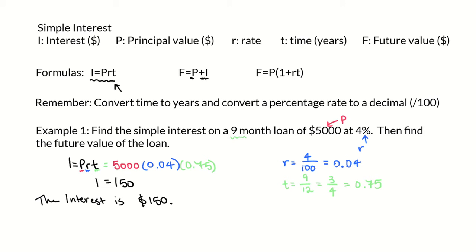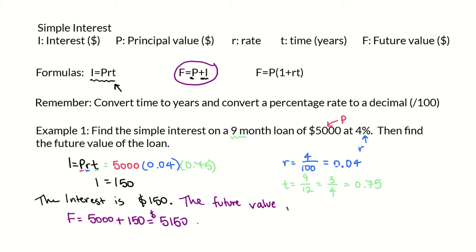So now to find the future value, we use this equation and we add the principal amount to that interest amount. So the future value will be the principal, which was 5,000, plus this interest amount. So it'll be 5,150. So the interest is 150, and the future value is 5,150.